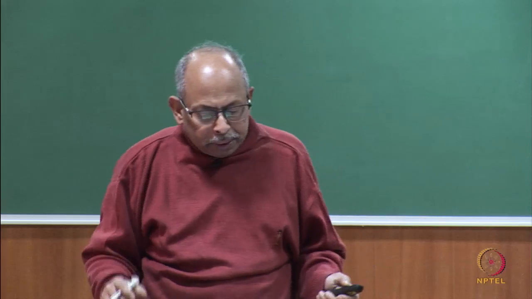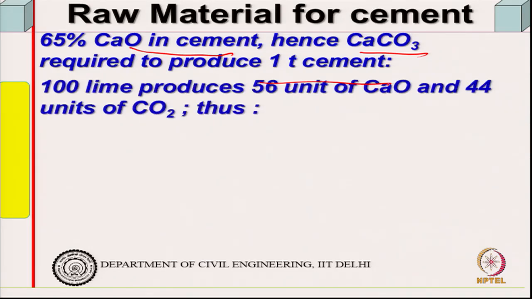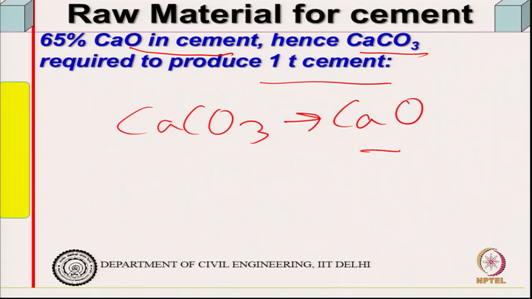Okay, so we continue with the cement. Typically, ordinary Portland cement will have 65% calcium oxide. So, if I want to find out how much calcium carbonate I require for 1 ton of cement, that will be simply from the reaction, because calcium carbonate breaks down into calcium oxide and carbon dioxide.